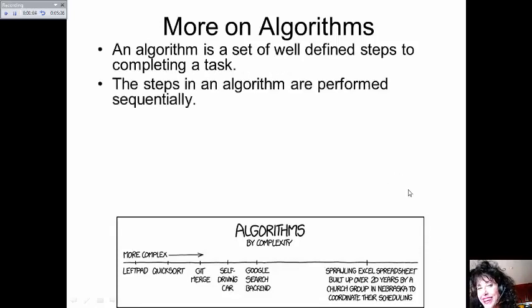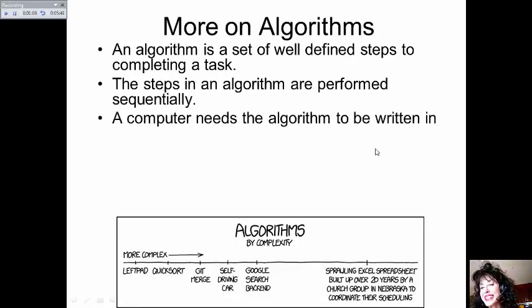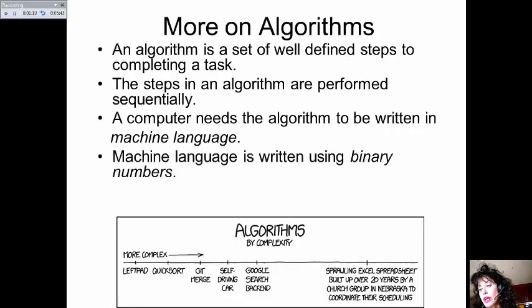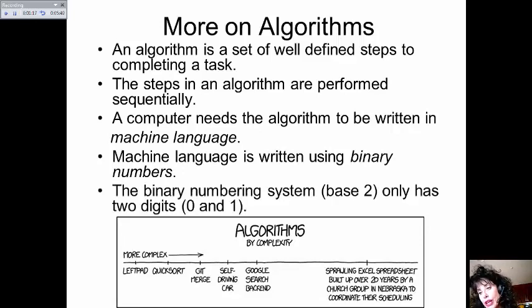Hilarious. An algorithm is a set of well-defined steps to completing a task, and the steps in an algorithm are performed sequentially. A computer needs the algorithm to be written in machine language, and machine language is written using binary numbers. Now, what are binary numbers?